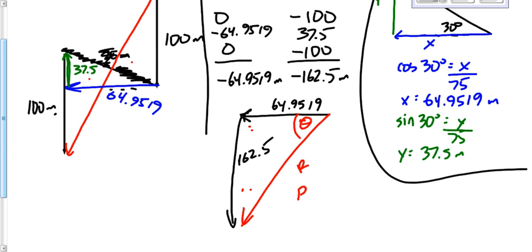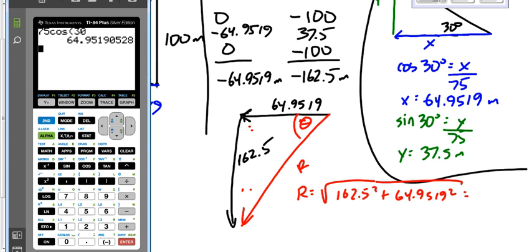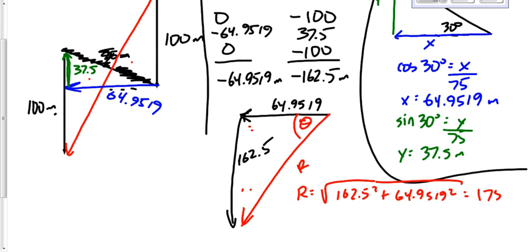R is the square root of 162.5 squared plus 64.9519 squared. Let's figure that out. Let's square root that. 175 exactly? Oh, look at that. 175 meters.